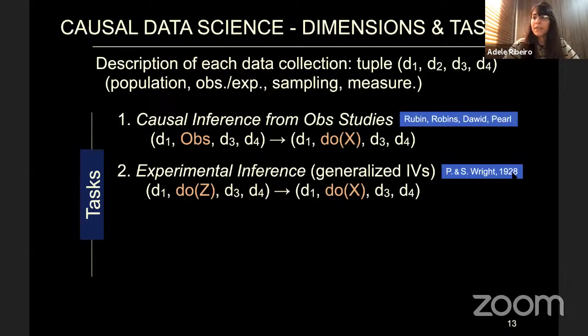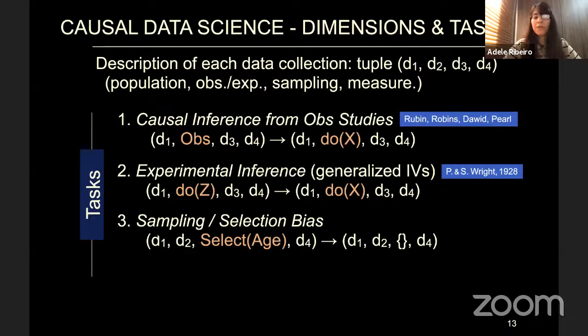And that is this nice work by Philip and Sewall Wright in 1928, where they want to do this inference. So you have data under the randomization of some variable Z. So you have an experiment, but in this experiment, we are randomizing the variable Z. But you are interested in the interventional distribution under the randomization of the variable X, so in the intervention on the variable X. So how can we move from these two different experiments? And this has been done mostly in the scenario where you're assuming linear relationships, but this has been done for a long time.